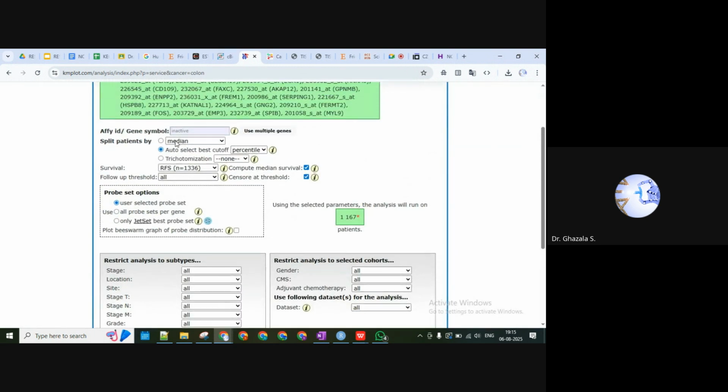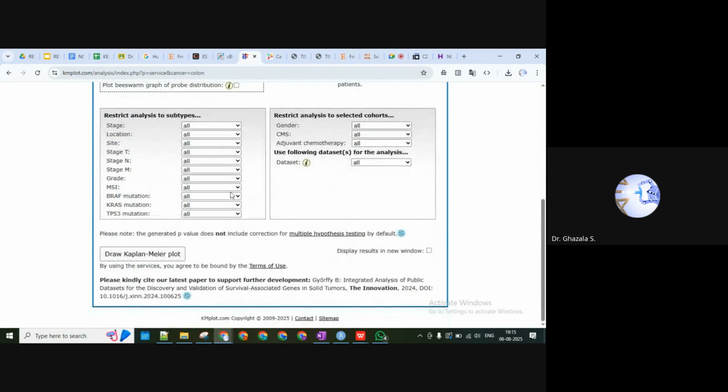Okay, and here we have different information that you want, like recurrence free survival or overall survival. So you can select these accordingly and you can see how many samples there are, based on which it is giving the survival analysis report. Okay, and it is considering all the stages for colorectal cancer. If we are working on early detection or primary stages, then accordingly we can select. So that is one thing, and then you can go for plotting.